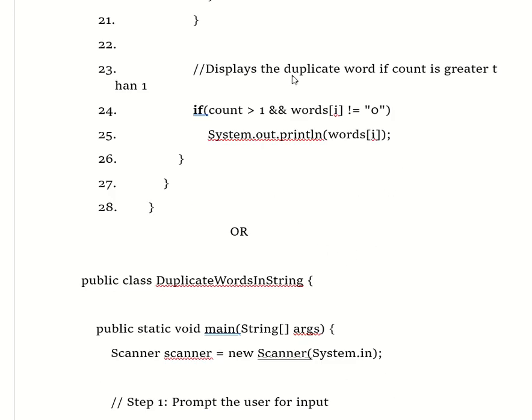Here we also use one condition, that is if count is greater than 1 and words of i is not equal to 0, then it will print the string. In this way we saw how to find a duplicate word in a given string.